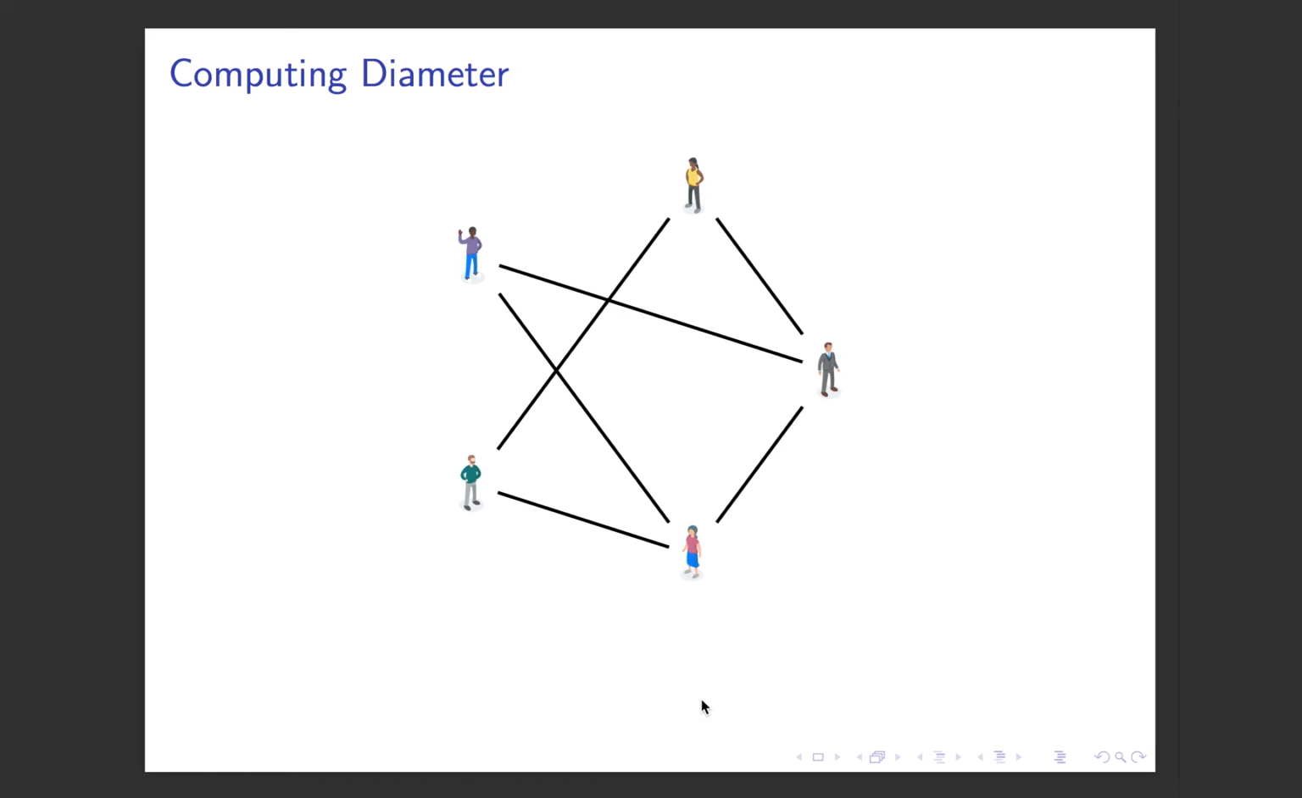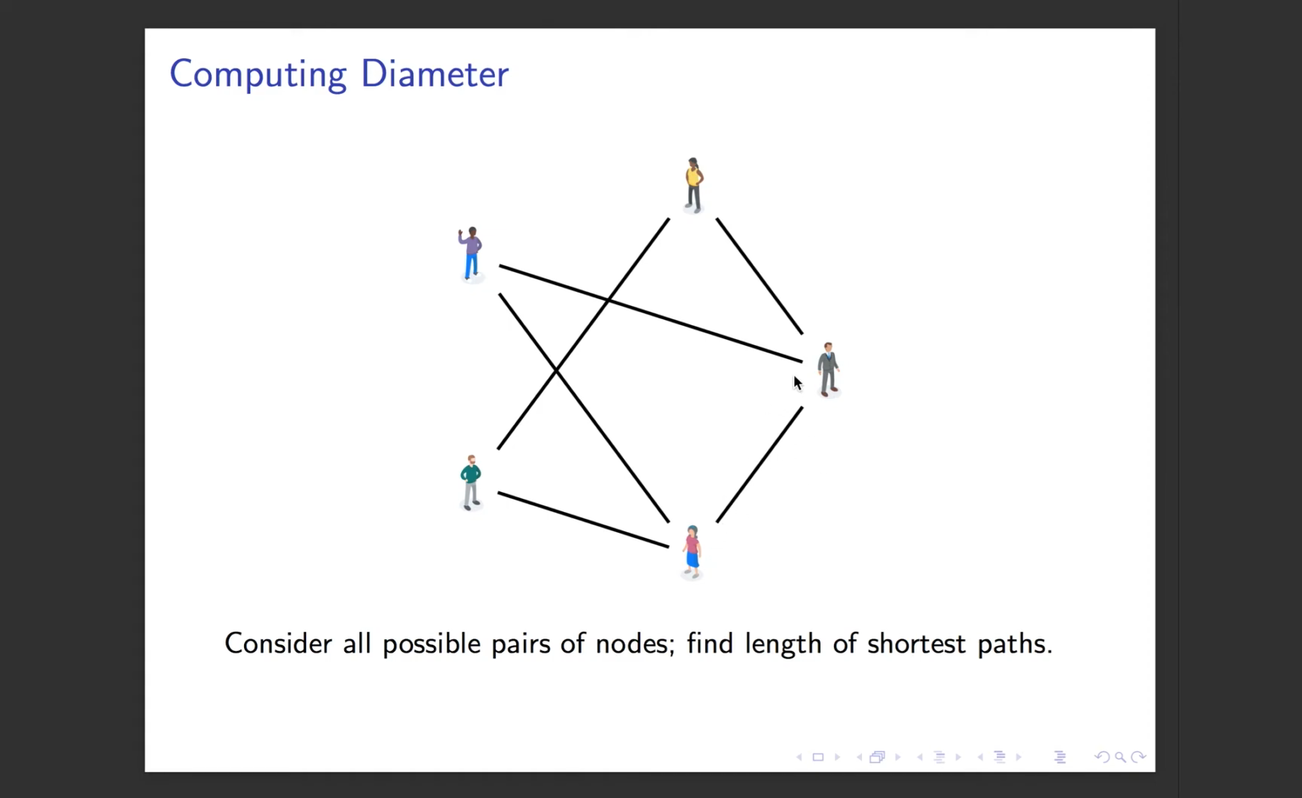Now, when we talk about computing diameter, remember the idea is for a fixed network, we're going to randomly choose a pair of nodes, and we want to know how long does it take to get from one node to the other via a shortest path. So the shortest path length is what we're going to be looking at here. But since our nodes are randomly determined, we're going to have to look at all possible pairs of nodes, compute the lengths of the shortest paths for each one of those possible pairs, and then if we pick the largest one, that's going to be our worst case scenario.